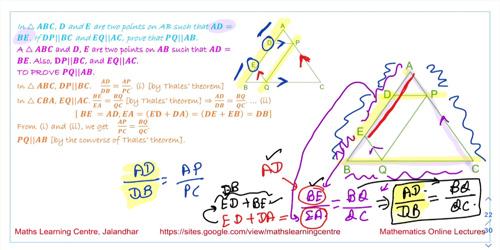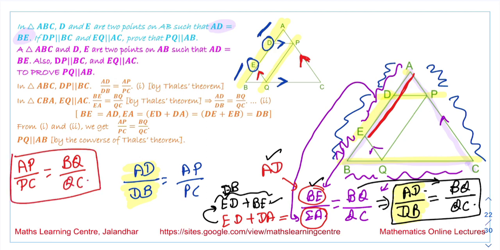The left hand side of this equation is AD over DB. So by comparing the right hand side, we get AP over PC, that is equal to BQ over QC. Now if these two are parallel, we are saying AP over PC.